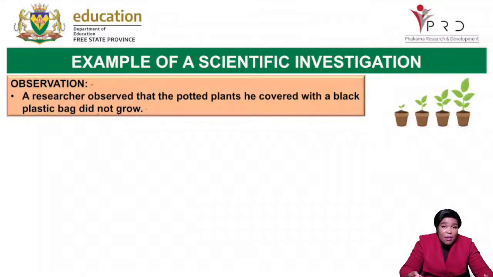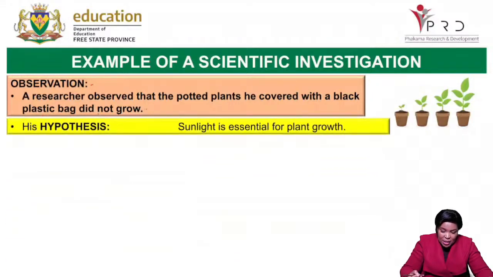What is the next step? He must ask himself, why? Remember, you come up with a question. And his why is going to lead to the answer, because his why needs an answer. Why are those plants that I covered with black plastic not growing? Why did they not grow?